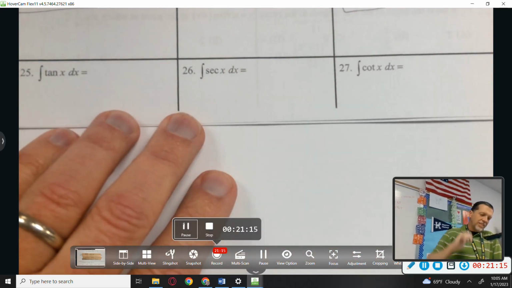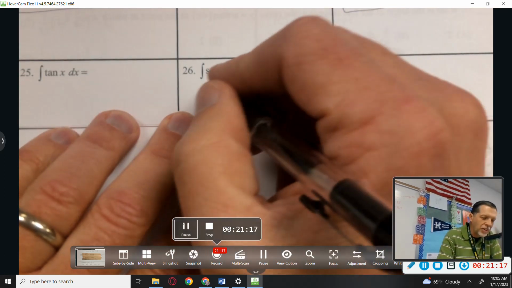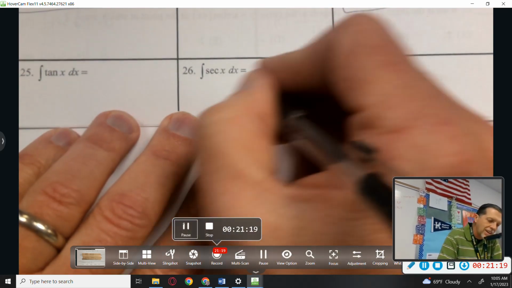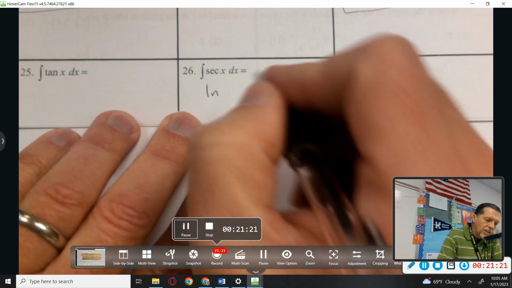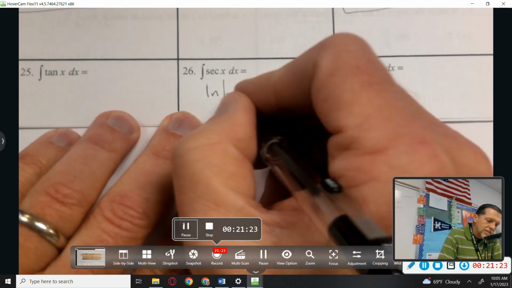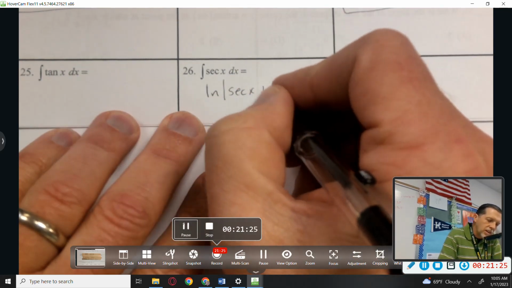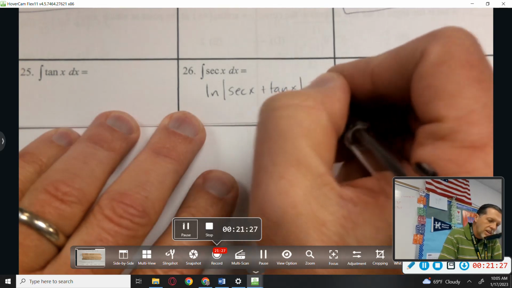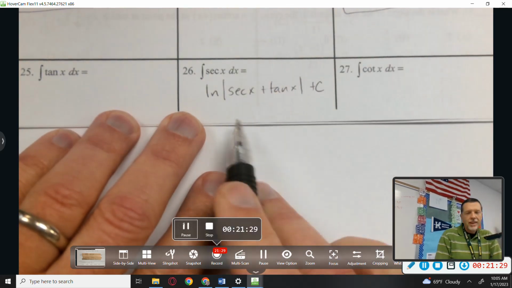Antiderivative of secant, that's one that we just have to know. There's no secret to getting that. It's the natural log of secant plus tangent, plus c. Again, no magic to that.